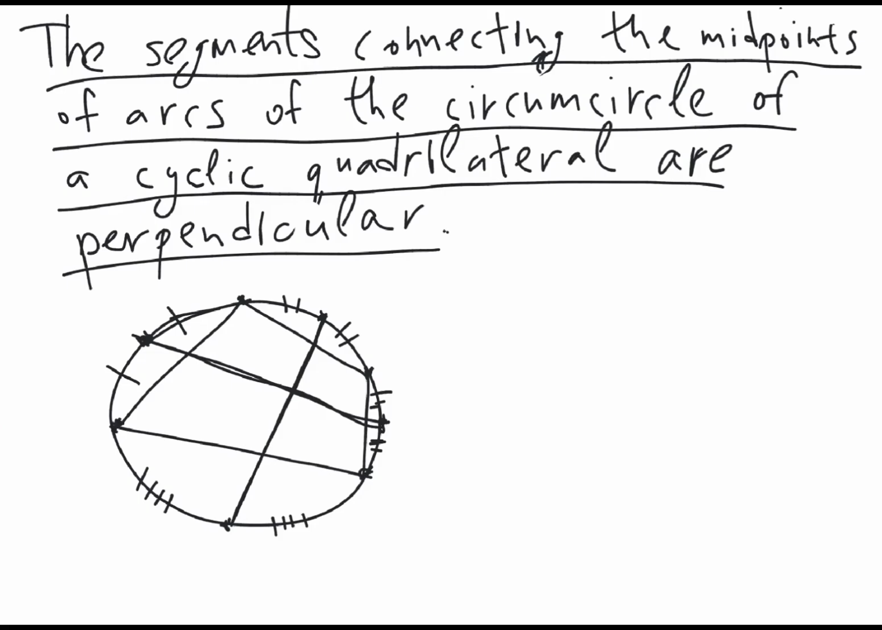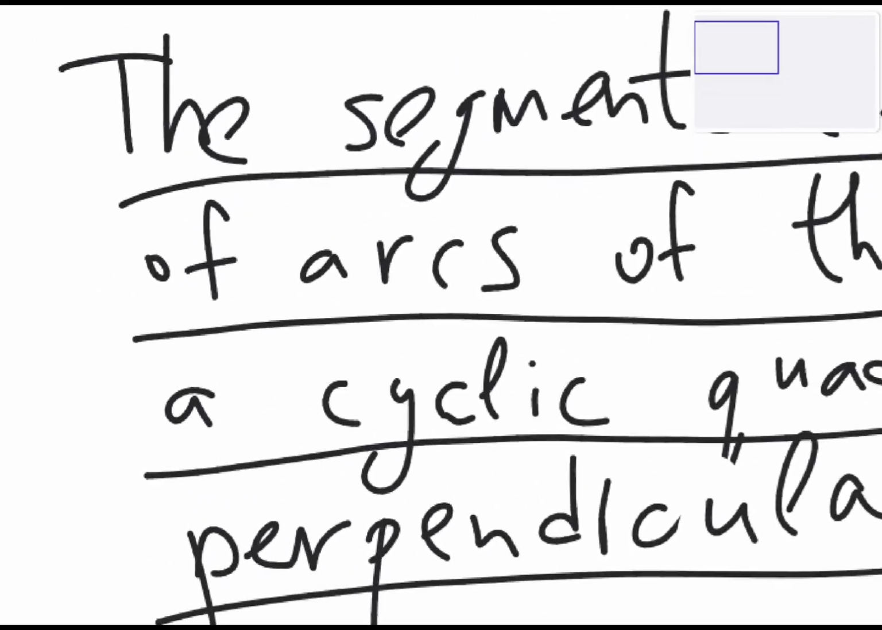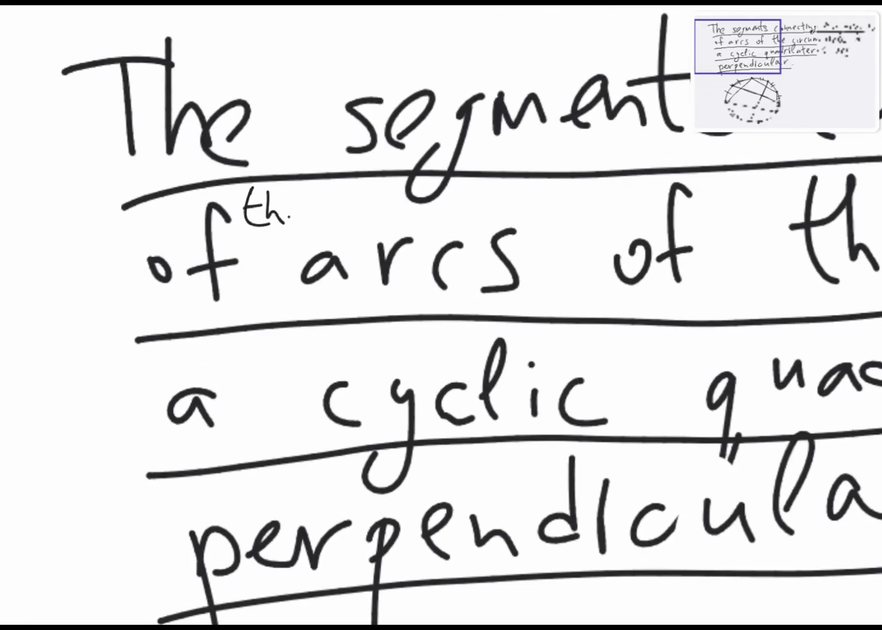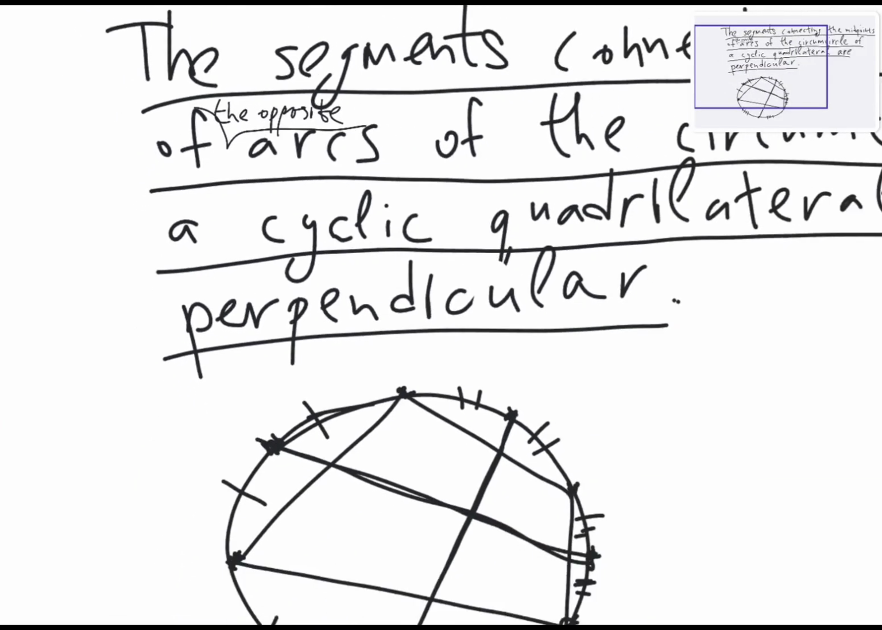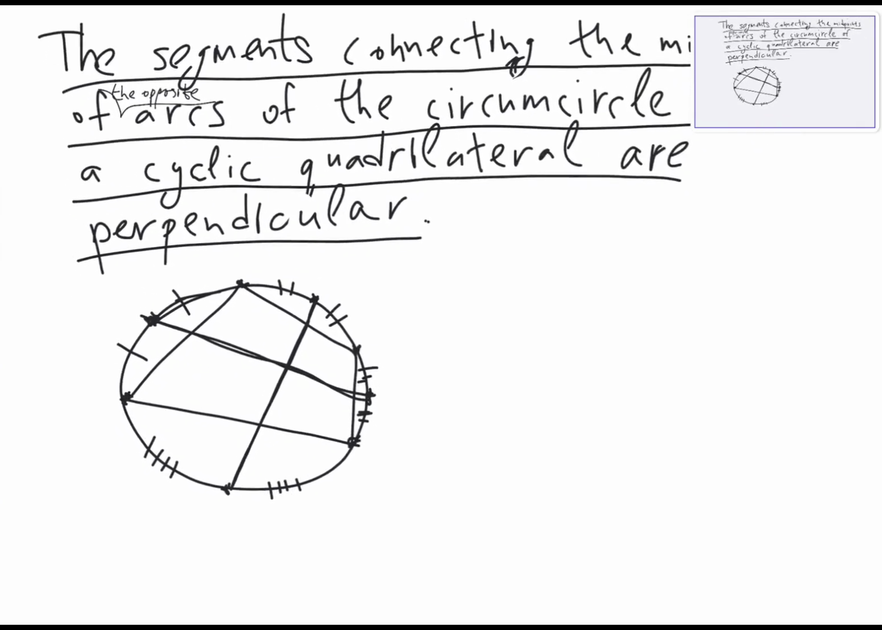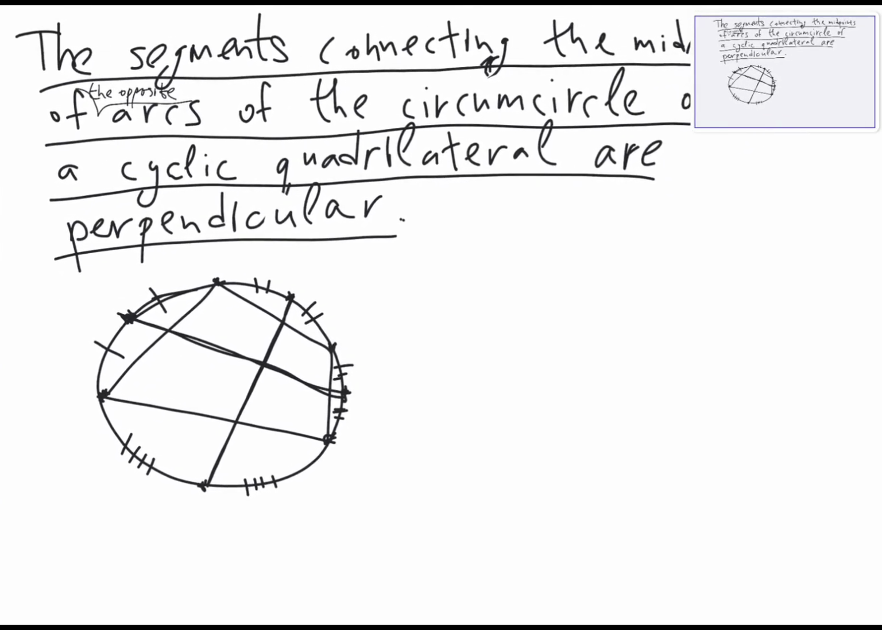Yeah, so here it would be better to write connecting not just the midpoints but the midpoints of the opposite arcs of the circumcircle. So these two segments basically. And the theorem is that they are perpendicular to each other.